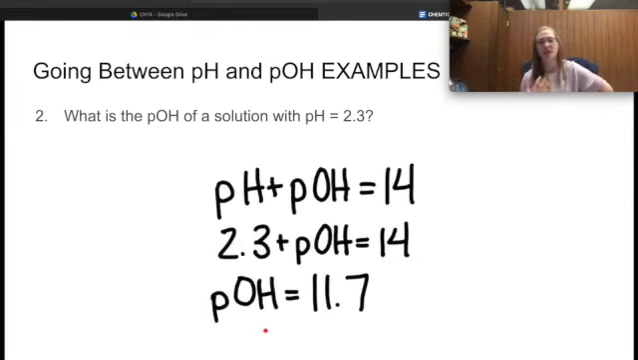So here I have pH plus pOH equals 14. I'm going to go ahead and plug in my pH value that I'm given, 2.3 plus pOH equals 14. I'd subtract 2.3 from both sides and make sure that my answer has one decimal place. And in the end, I get that pOH equals 11.7. So that is a little bit of information about how to go back and forth between pH and pOH.